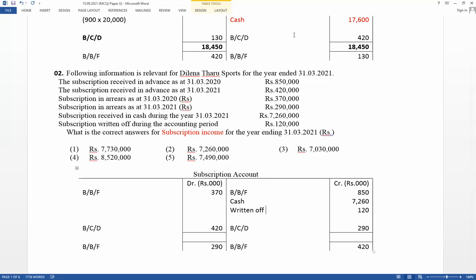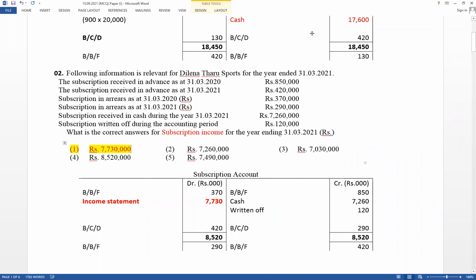Now, by closing the subscription account, subscription income for the year can be calculated. Take the credit side increase. Take the total amount of the credit side. Credit side total amount equal 8,520. Take that value to the debit side. The difference value should be considered as income. Take the difference value, 7,730, as income statement. Think based on accrual concepts, whether cash is received or not, the value for the year should be considered as income. Therefore, question number two, answer 7,730.